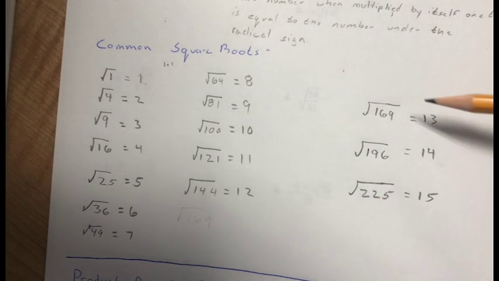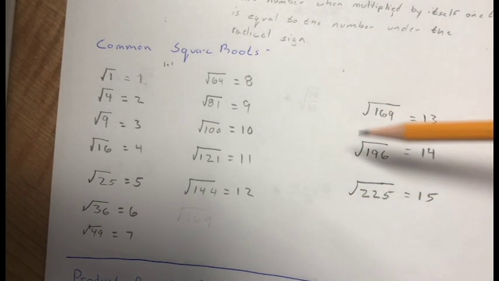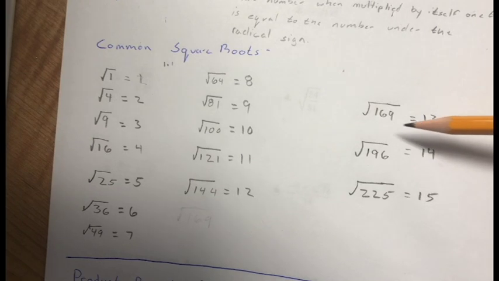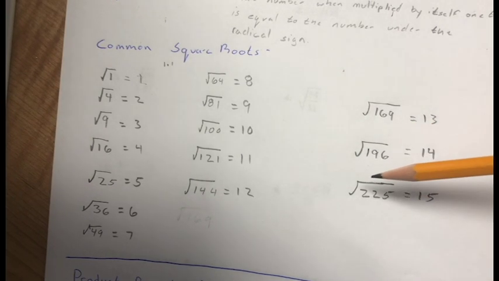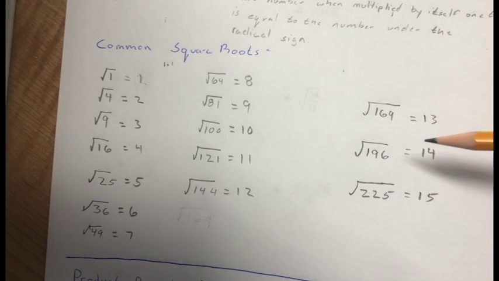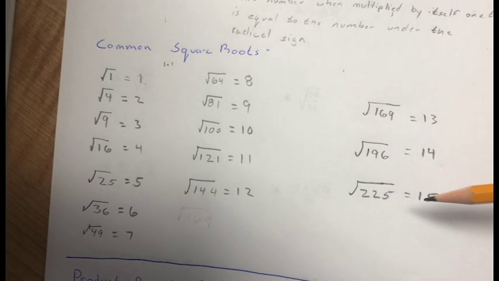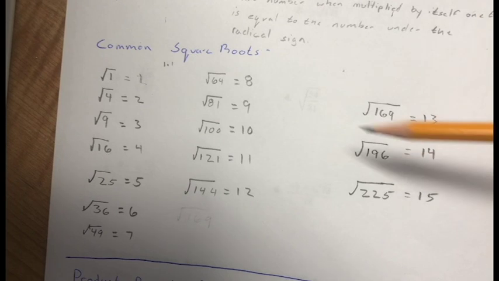Now, I will show you these right here. These will also show up. The square root of 169 is 13, the square root of 196 is 14, and the square root of 225 is 15.